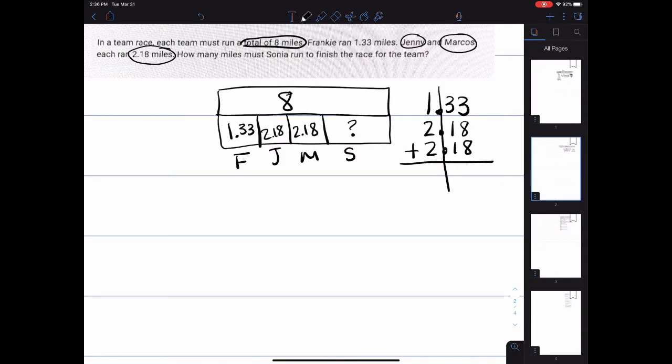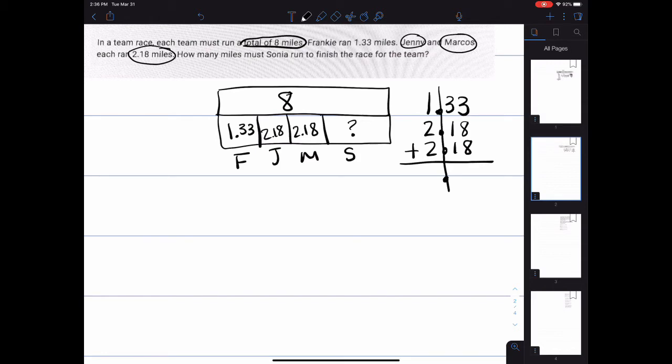Do I need to fill anything in? No, because everything is in the hundreds place. I have a digit for all the numbers in the tens place, and I have one for the ones place. So now I'm going to drop it down. No need to fill in. Now I'm ready to add.